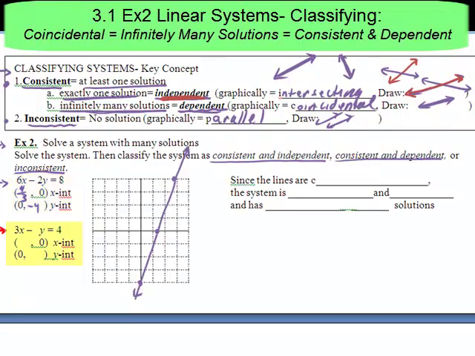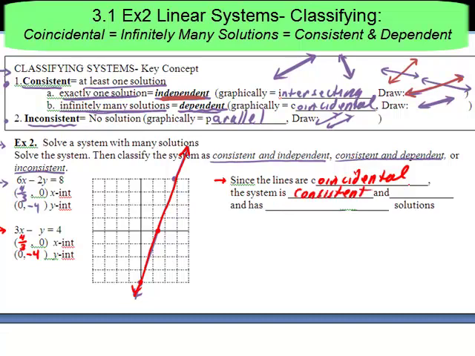The x-intercept for 3x minus y equals 4 is 4/3, and the y-intercept you can do -4. So look at this, 4/3, -4. Whoa, what kind of lines are they? Coincidental. Since the lines are coincidental, the system is what and what? Good, it's dependent and consistent.